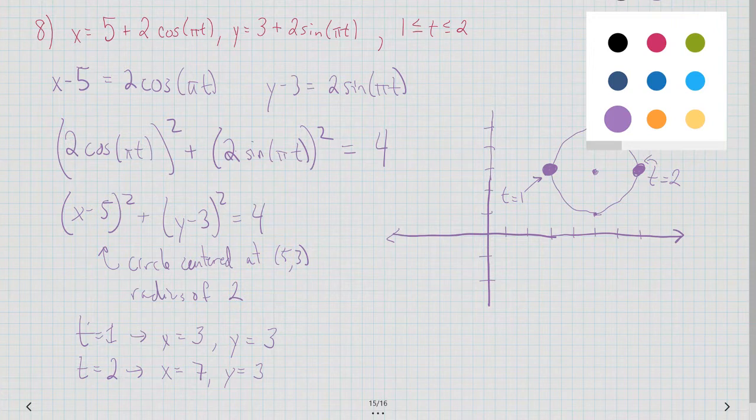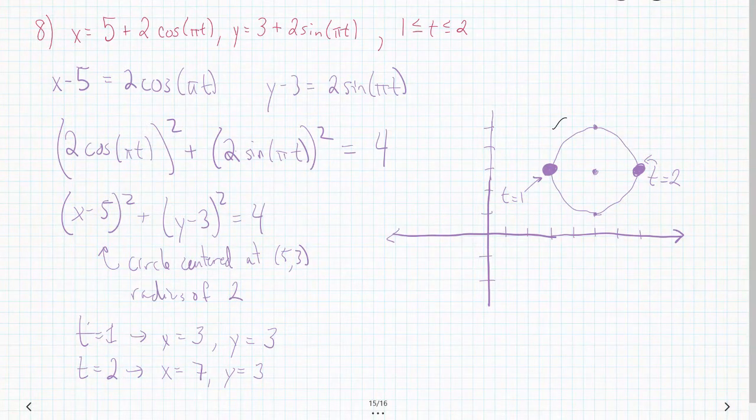Are we going this direction, or are we going this direction? What's happening in those cases? Or have we made a full revolution? That's easy. You pick a number like, say, 1.5, or 3 halves, which will give us 3 pi over 2.